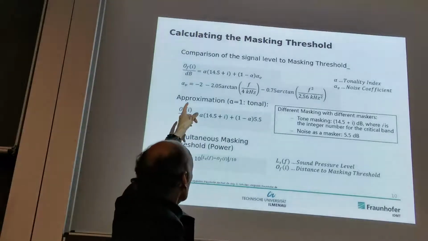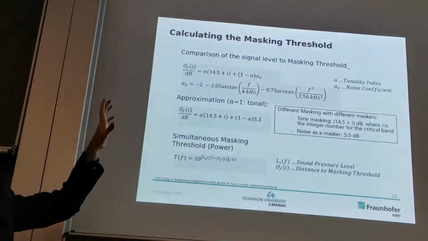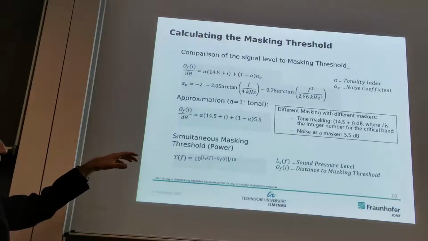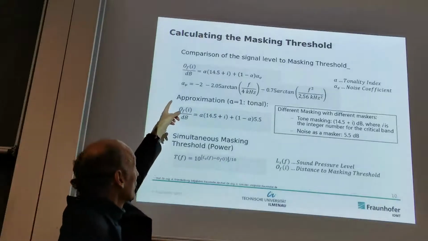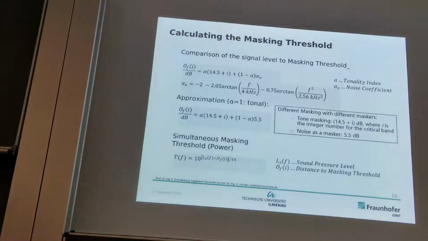So as I mentioned, usually I set the i to a fixed value, so that I neglect the changes across frequency. I neglect also this alpha nu, which I set to, basically, then I have just two states, noisy or tonal.